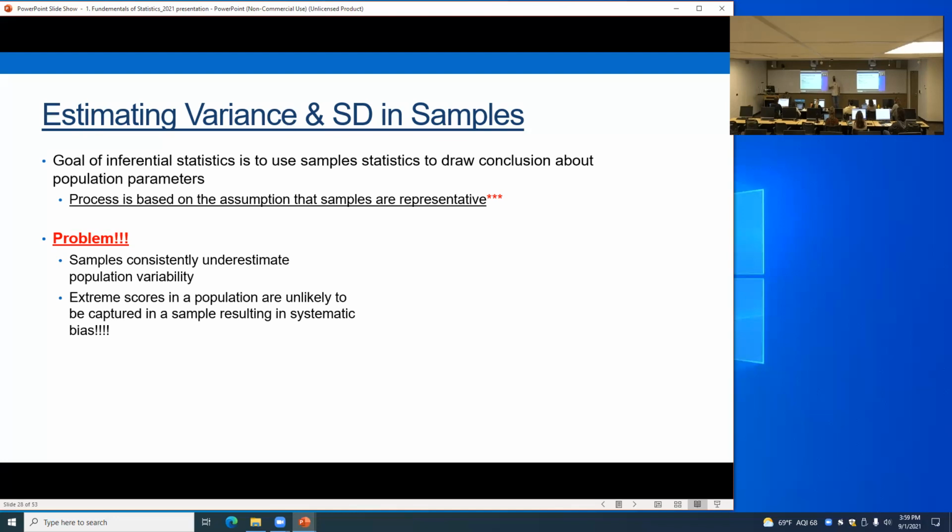But even if I do have good representative samples, the problem is when I use this formula to calculate the variability in my sample as an estimate of the variability in the population, I find that my samples, from a statistical theory standpoint, are systematically going to underestimate my population variability, okay? And this happens because in my sample, it's unlikely that I'm going to catch the full range of extreme values, right? And because of this, I'm going to get systematic bias.